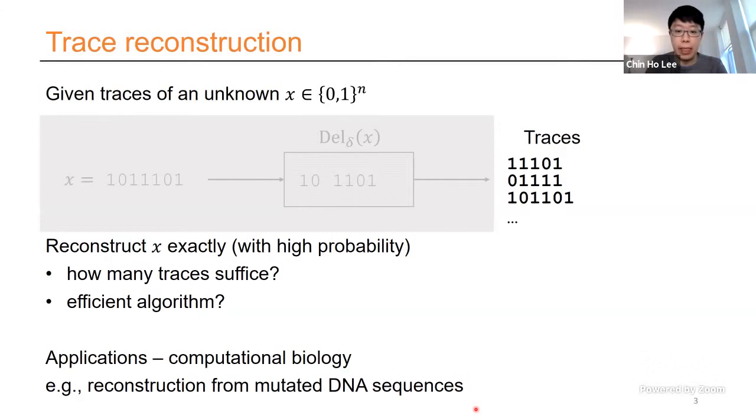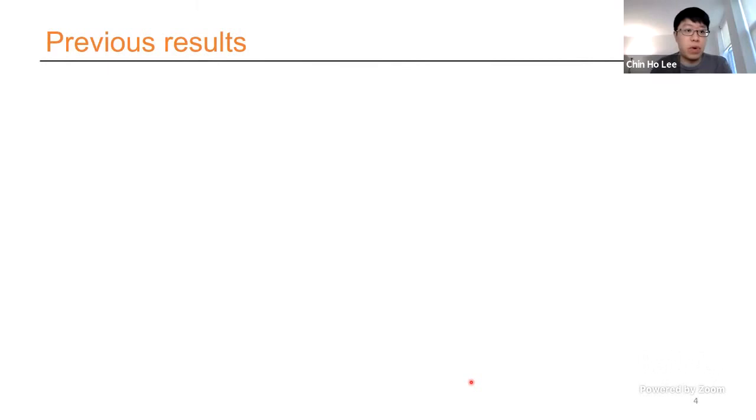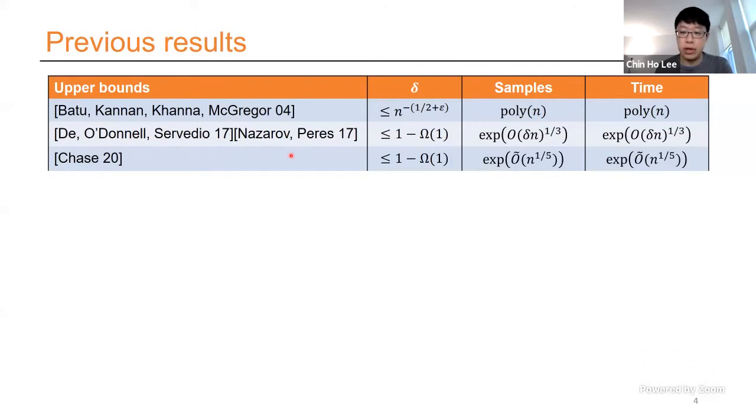So let me quickly talk about some previous results. This problem was introduced by Batu, Kannan, Khanna, and McGregor in 2004. In that paper, they gave an efficient algorithm for deletion rate less than 1/√n. And then subsequently, De, O'Donnell, Servedio, and Nazarov and Peres independently showed that for any constant deletion rate, there is an algorithm that uses exp(n^{1/3}) samples and time. And this exponent was very recently improved to 1/5 by Chase.